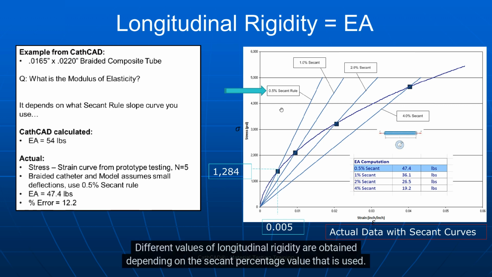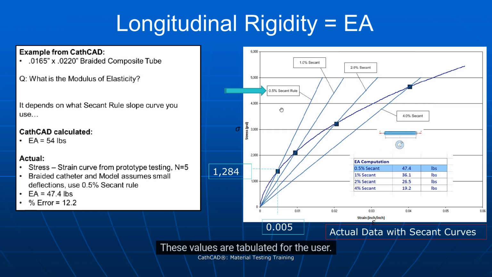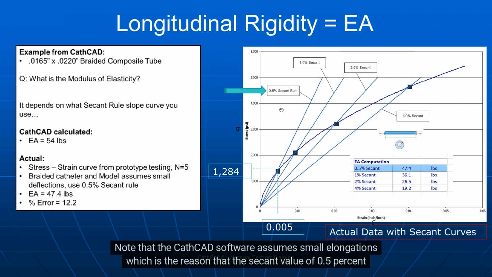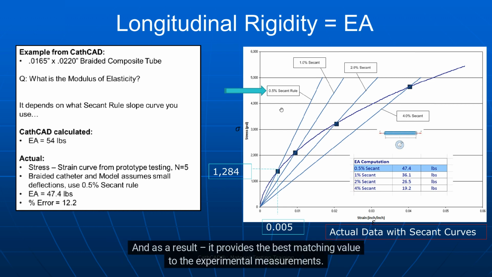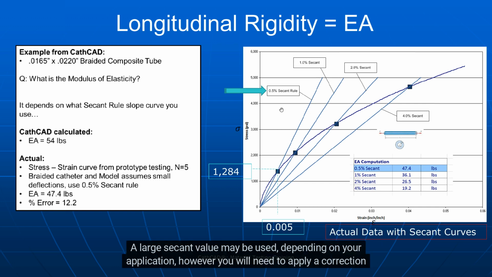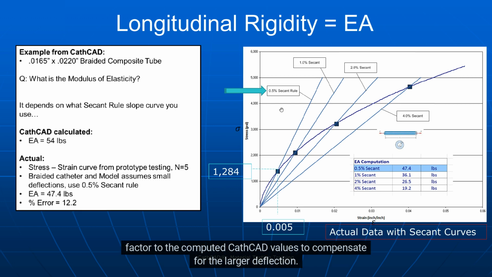Different values of longitudinal rigidity are obtained depending on the secant percentage value that is used. These values are tabulated for the user. Note that the CathCAD software assumes small elongations, which is the reason that the secant value of 0.5% was utilized. As a result, it provides the best matching value to the experimental measurements. A large secant value may be used, depending on your application. However, you will need to apply a correction factor to the computed CathCAD values to compensate for the larger deflection.